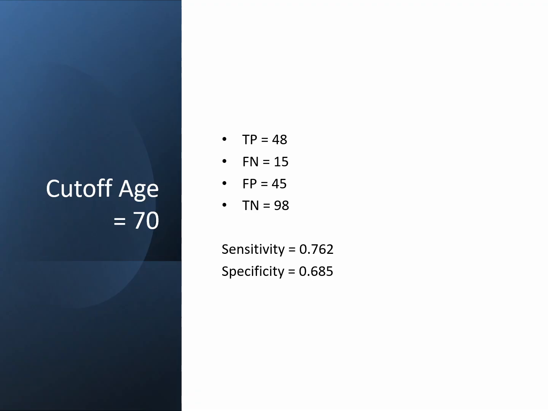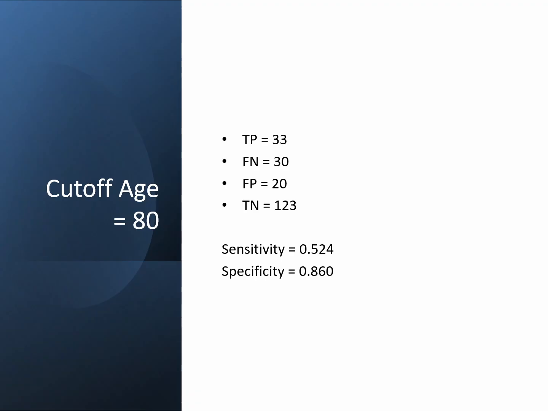For the cutoff age of 70, the test achieves the best overall balance. Sensitivity is 0.762 and specificity is 0.685. This cutoff produces the highest combined value of sensitivity and specificity.